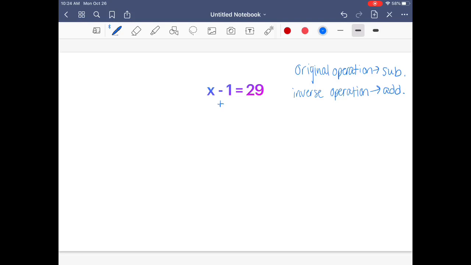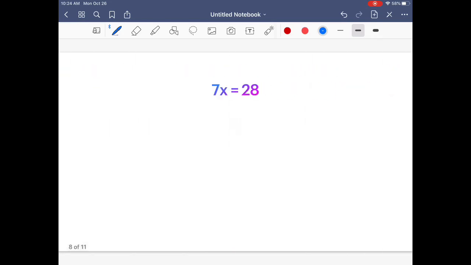So in order to get that minus 1 away from x, we are going to add 1 here so that we get it away from x, and we also have to add 1 on the other side of the equal sign. So we are going to cross out our 1's here, bring our variable x down, our equal sign, and add 29 plus 1, which is 30. So x equals 30.